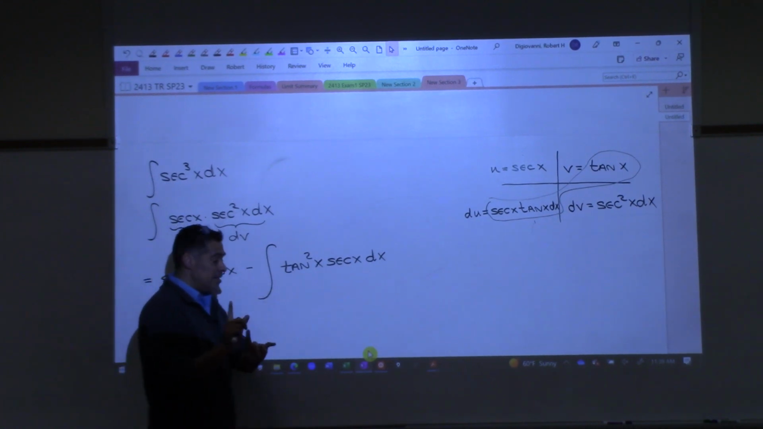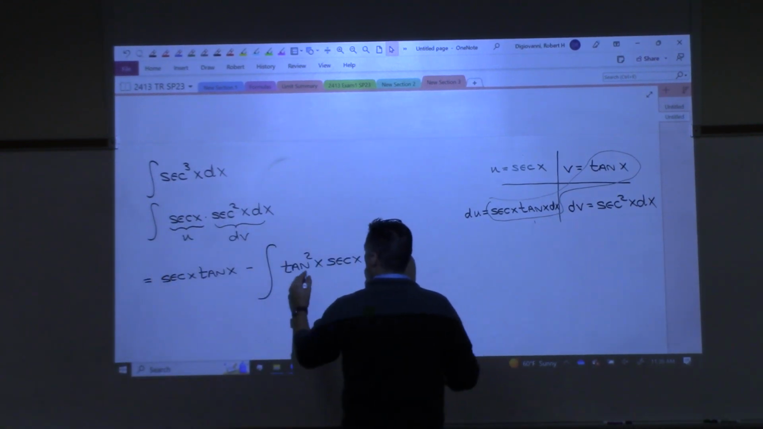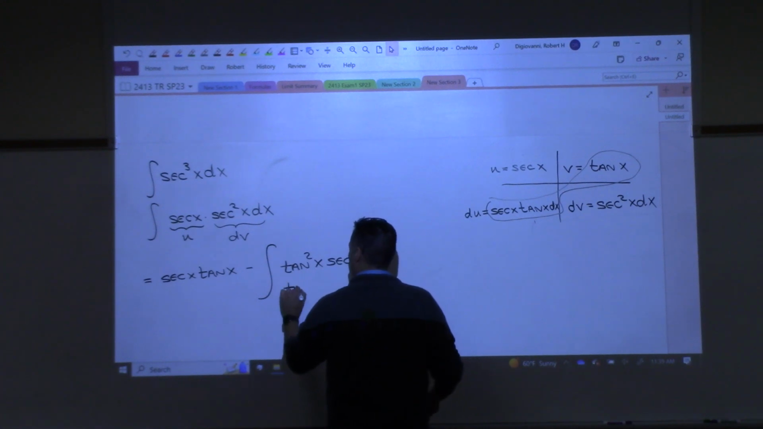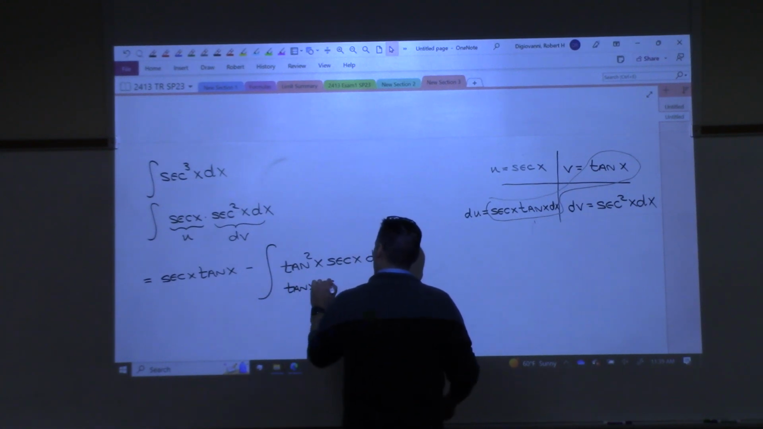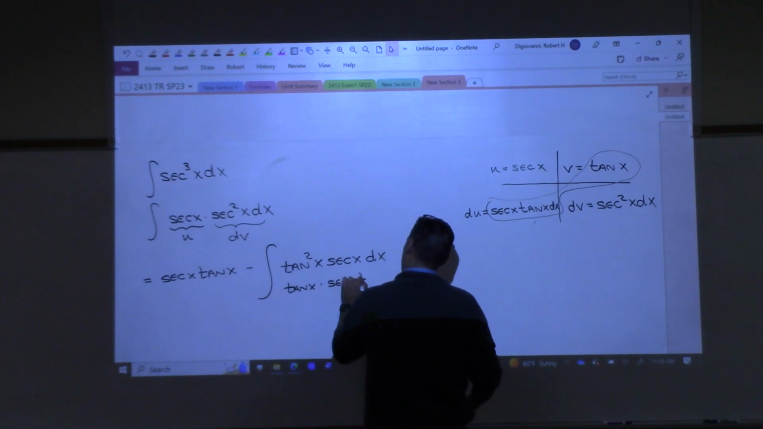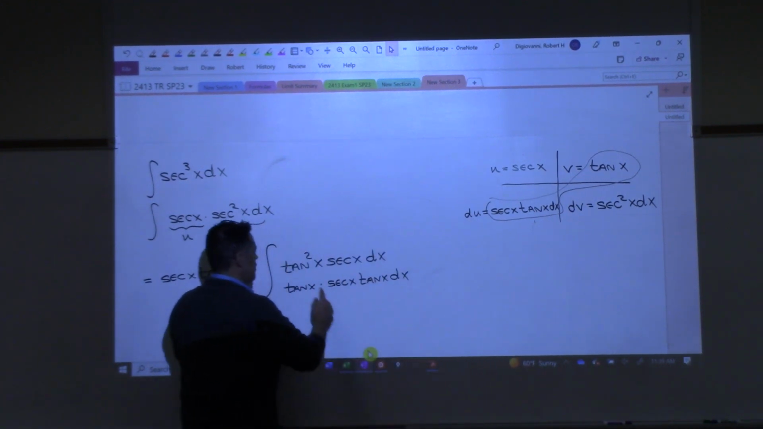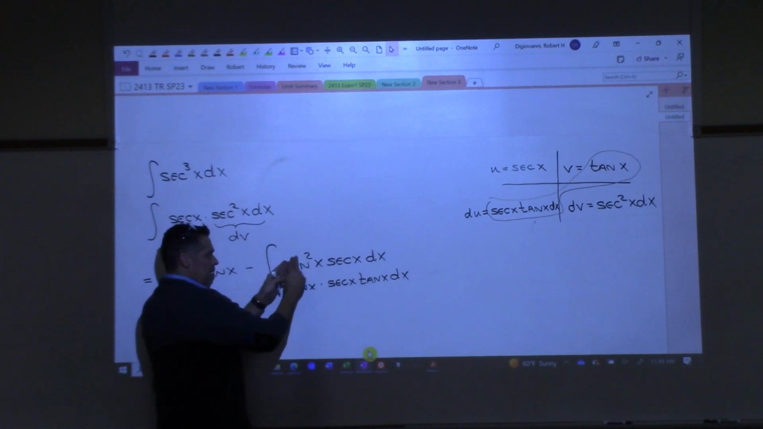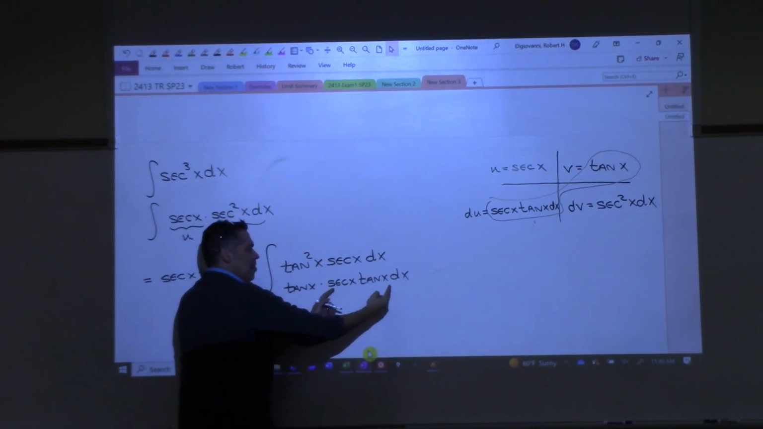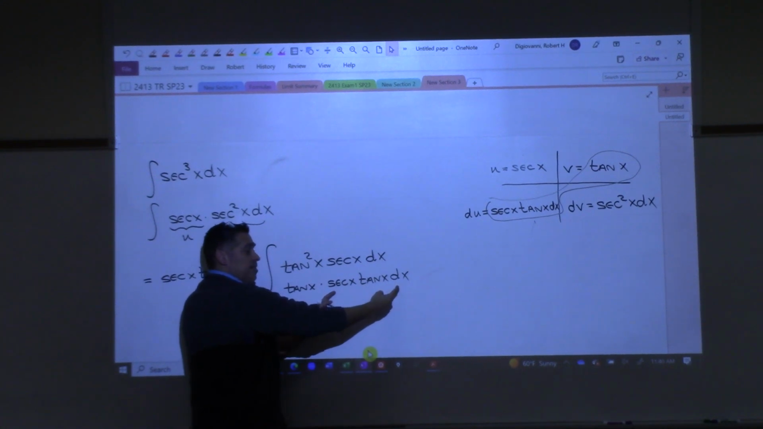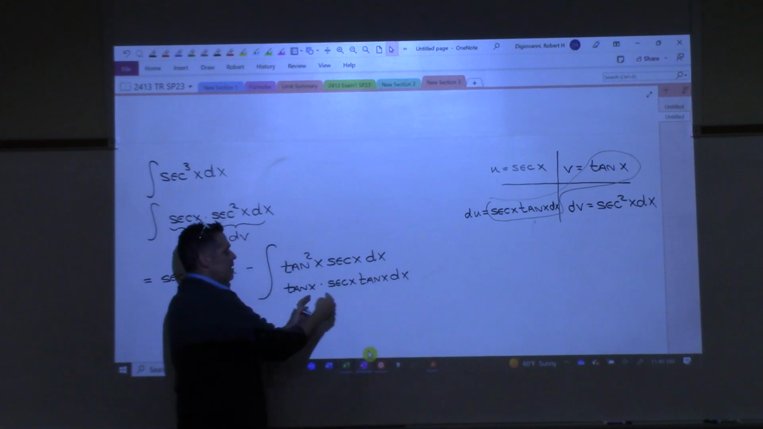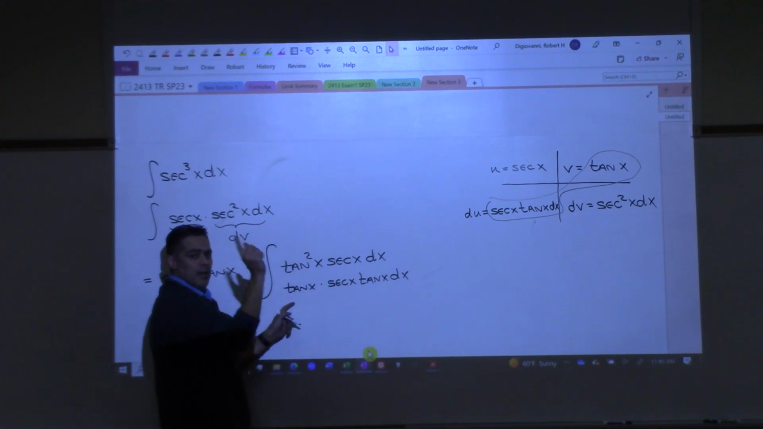Okay, let me write this down. So what's happening here is Andy is saying that instead of writing this, we're going to separate the tangents and do one tangent here and then do the other tangent with the secant, and you're seeing that this is the derivative of secant, yes? So that's going to be your dV in your new table, and that's going to be your U. Everyone see that?